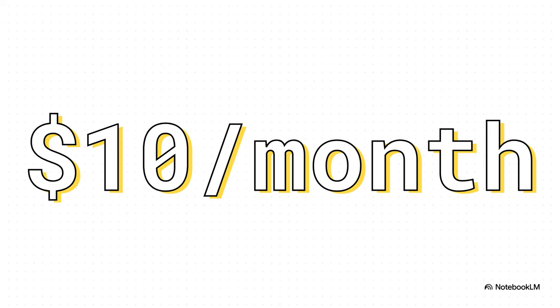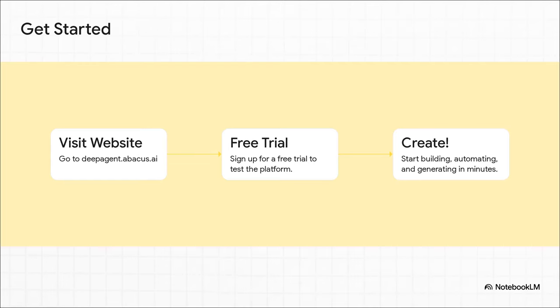Now, for a tool that can do all of this, you'd probably expect a crazy price tag, right? Well, get this. Plans start at just $10 a month. That makes it super accessible for everyone, from big companies to solo freelancers. And actually getting started couldn't be easier. It's the classic three-step process. You just head over to the website, you sign up for a free trial to kick the tires, and you can literally start building and automating stuff within minutes.